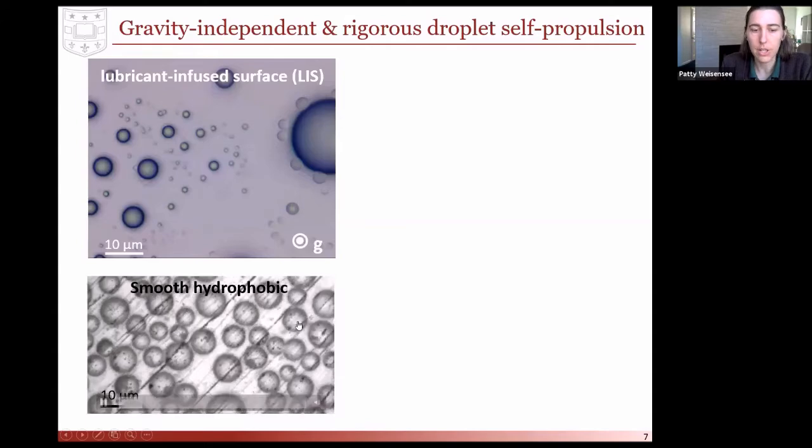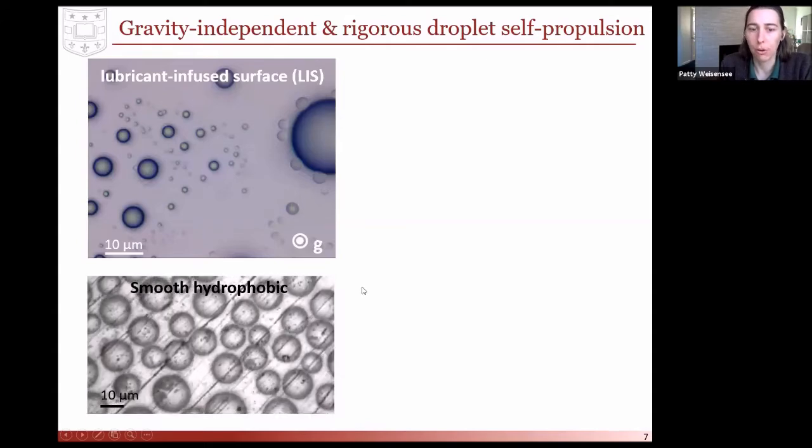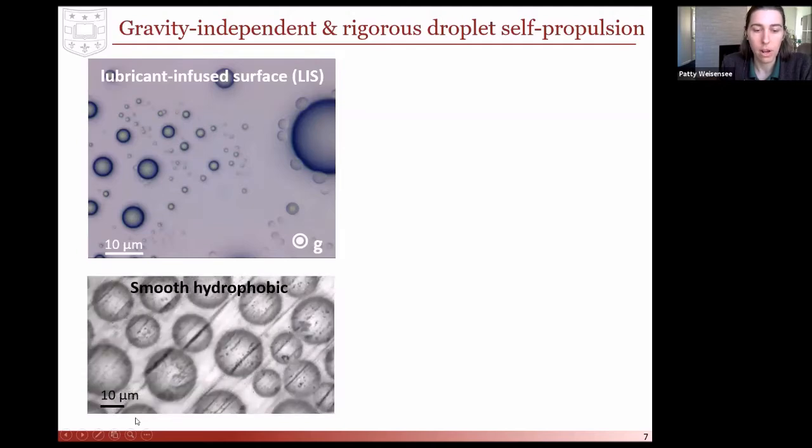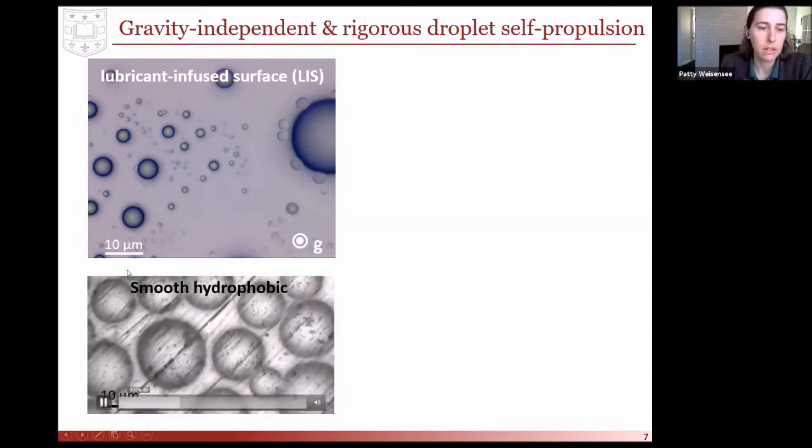And down here you see a video of just a regular smooth hydrophobic surface. Droplets are fairly stationary because they're small. Your scale bar is 10 microns, and the popping is basically just a coalescence of the droplets.